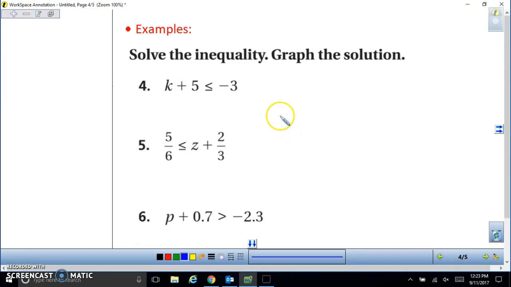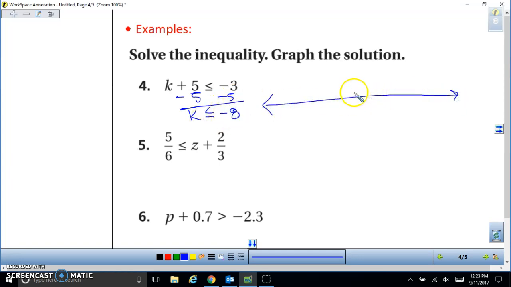Alright, our next set of examples, looking at addition. How do we undo the addition of 5? We take away 5 from both sides. k is still going to be less than or equal to -3 minus 5, which is -8. When we graph it, here is 0, -8. We have a closed circle because it's equal to, and k is less than, so we're going to shade to the left.